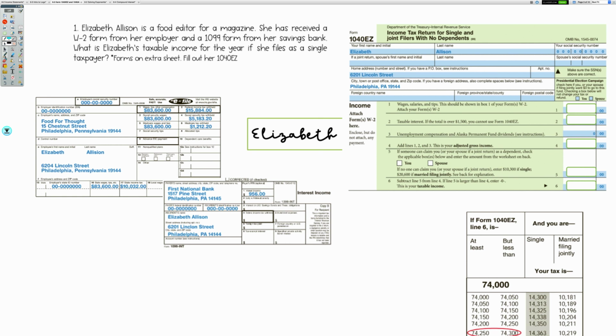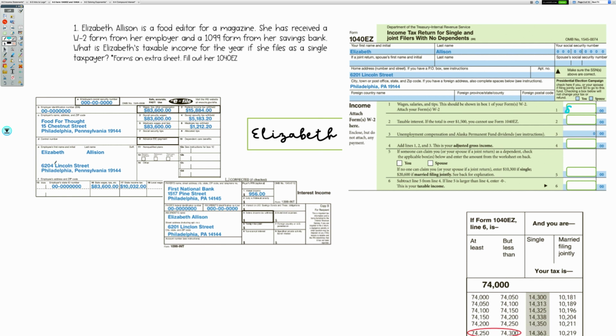So this is her 1040EZ. The first part is all her information: her name, her address, her social, all that good stuff. Line 1 is wages, salaries, tips. This should show up in box 1 of your W-2. So how much did she make according to her W-2? $83,200. Yep.